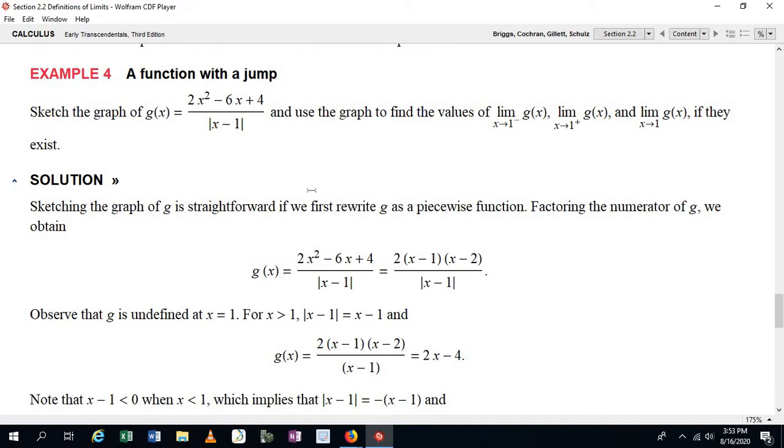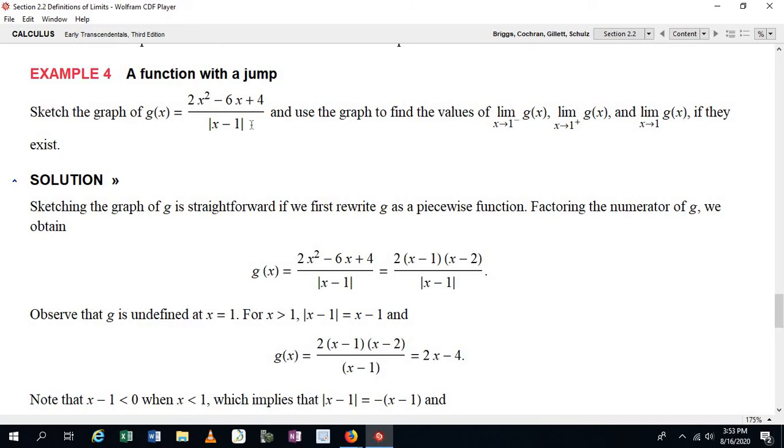Now let's look at this fourth example. In this example, this is our function g of x, and we want to determine the left side limit as x approaches 1, the right side limit as x approaches 1, and then the two-sided limit as x approaches 1, if they exist. We're going to find these limits by looking at the graph of this function.